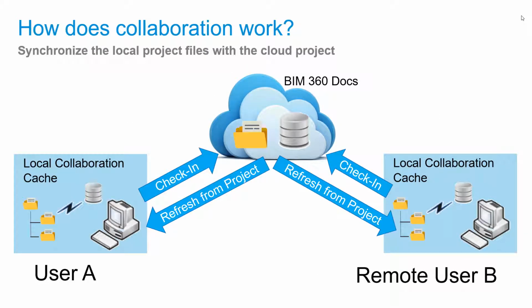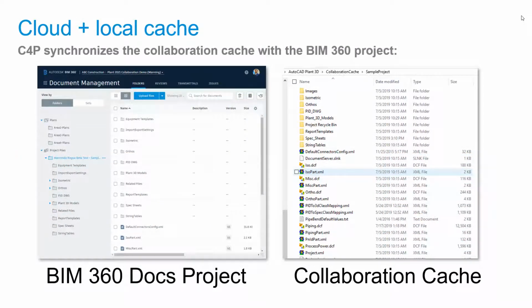Now, if we had to discuss the cloud collaboration compared to that SQL database and server kind of collaboration, we will use the internet connection, perfectly secure, to synchronize the local projects of user A and user B, who is remote, of course, to check in, check out, or refresh the data from the project. By data, I mean the drawings, but also other documents such as spreadsheets or PDF drawings or documents. So the idea is to propose a system based on cloud and local cache. Collaboration for Plant synchronizes the collaboration cache with the BIM 360 project.